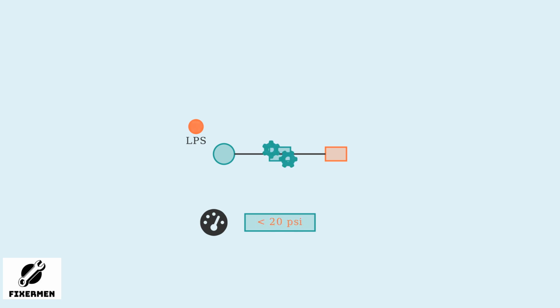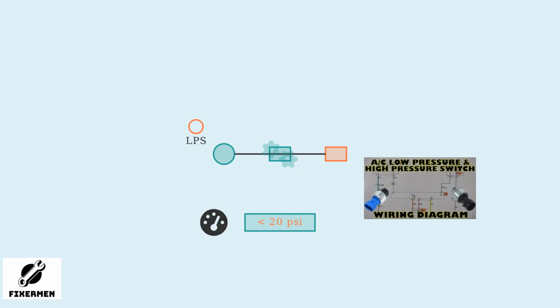When pressure drops below the threshold, the LPS opens, cutting power to the compressor and triggering error code 44. This safety mechanism saves the system from severe damage. A properly functioning LPS is essential for system protection. Here's how it's wired into the system.